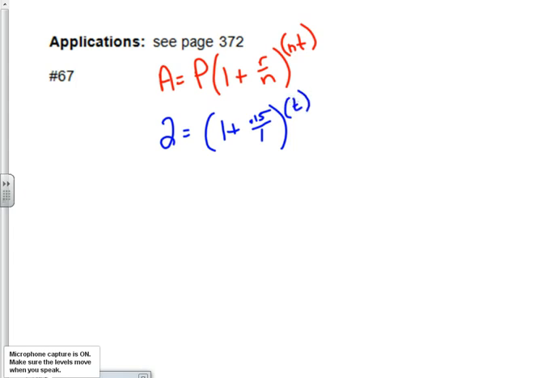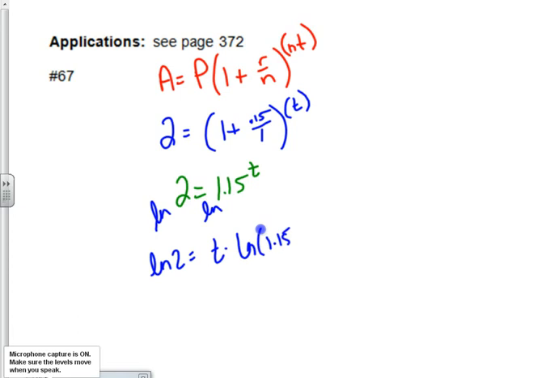And I don't know t, I need to solve for it. So of course I can simplify this. 2 equals 1.15 to the t power. I'm going to apply my favorite logarithm, the natural logarithm. So I have the natural log of 2 equals t times the natural log of 1.15. And I'm going to divide both sides by the natural log of 1.15. And these don't always come out pretty. In fact, they hardly ever come out pretty. So we're going to give ourselves a time window, basically.